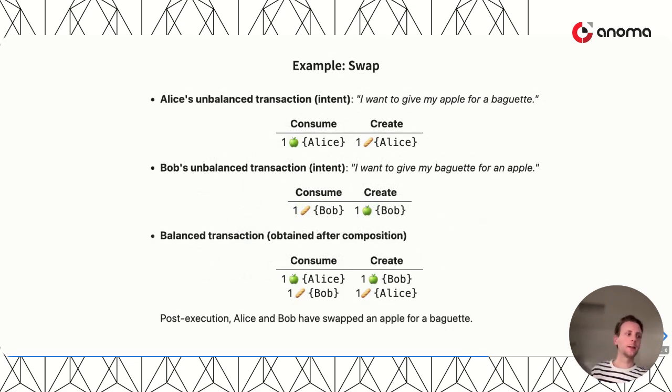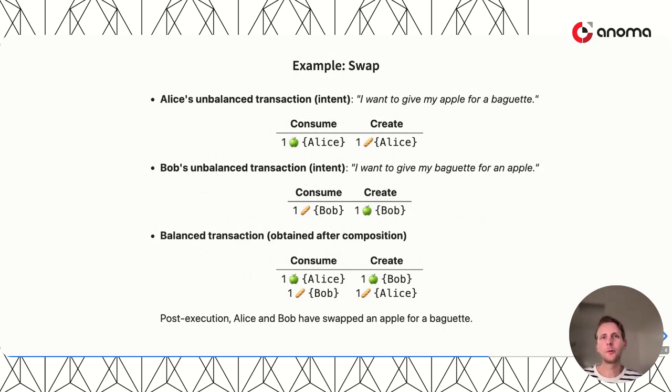This is different in the next example, where we do a swap. So Alice wants to give her apple for a baguette, and Bob, on the other hand, wants to give his baguette for an apple. So those two are unbalanced transactions individually. If you look at them, here's Alice's intent: consume one apple and receive or create one baguette. And Bob's intent is the opposite. And coincidentally, those two intents match.